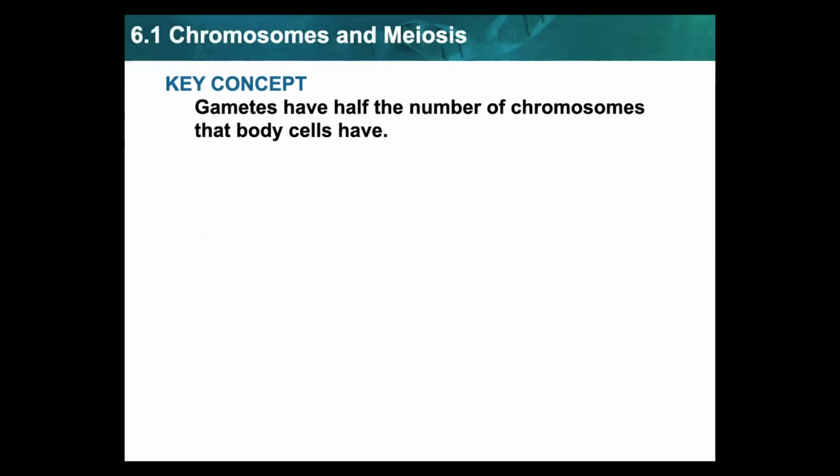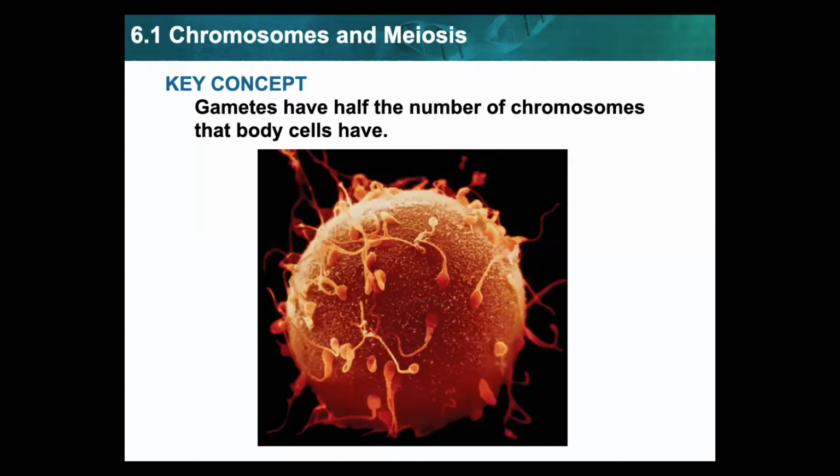Okay, so 6.1, we'll talk more about chromosomes, what they are, and then how cells change over time. We talked about mitosis and how cells make more of their own kind, but cells can also make different kinds of cells. And we'll talk about how eggs and sperm cells are created. That's through a different process called meiosis, which is similar to mitosis with a few changes. Gametes are cells that have half the number of chromosomes that body cells have. Gametes are names for egg and sperm cells.